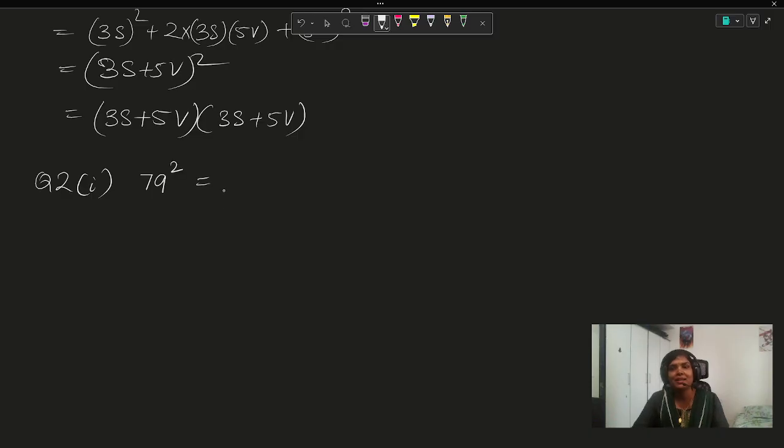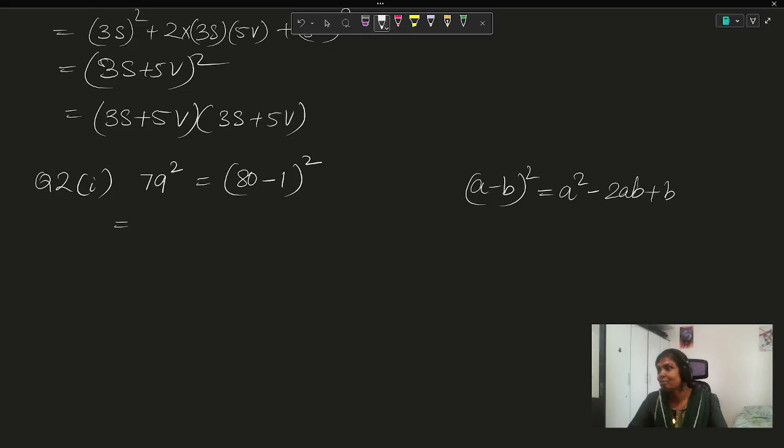79 square. Yes, how will you write this? 80 minus 1. So what is the formula of a minus b whole square? Always write this, students. The teacher will get a good impression that you use this formula. If any mistake happens in your calculation, there is still a chance to get good marks because you wrote the identity. Now let's write a minus b whole square is a square. See, I am telling a square, but instead of a, the value of a is 80. A square minus 2ab plus b square.